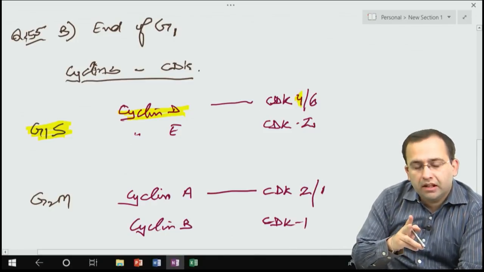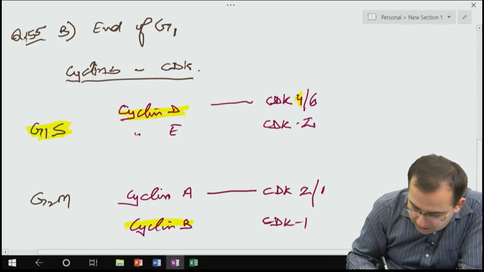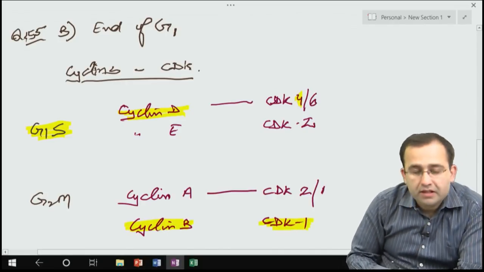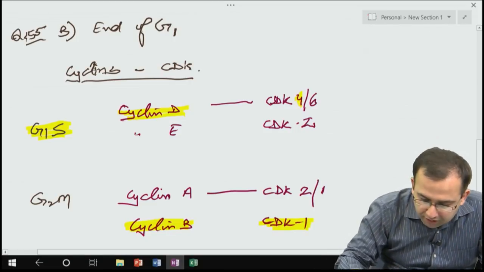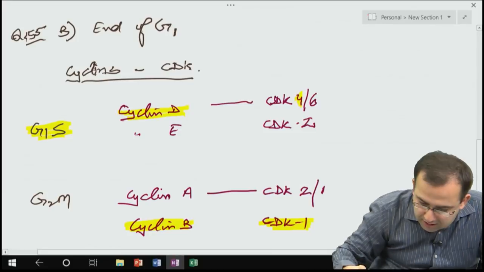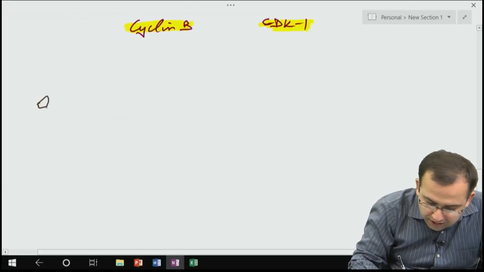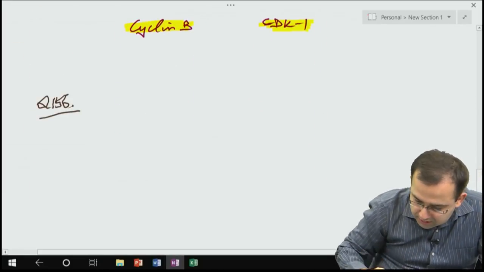Next, which is the main cyclin for crossing G2M? Cyclin B binding to CDK1. This is question 155. Next, this gets us to our next question, that is 156.